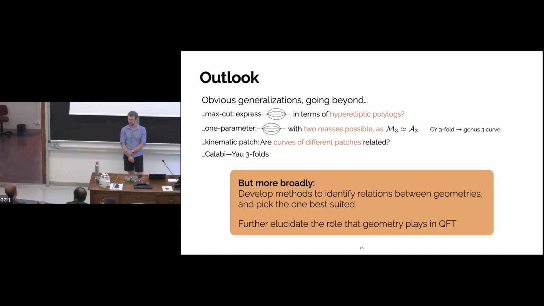I have a naive question. Thanks first for this very beautiful story of these hyperelliptic curves. But do you have some Feynman integrals which are associated with some kind of high genus algebraic curve, which is not hyperelliptic? Is there an example like this? Which is not hyperelliptic.